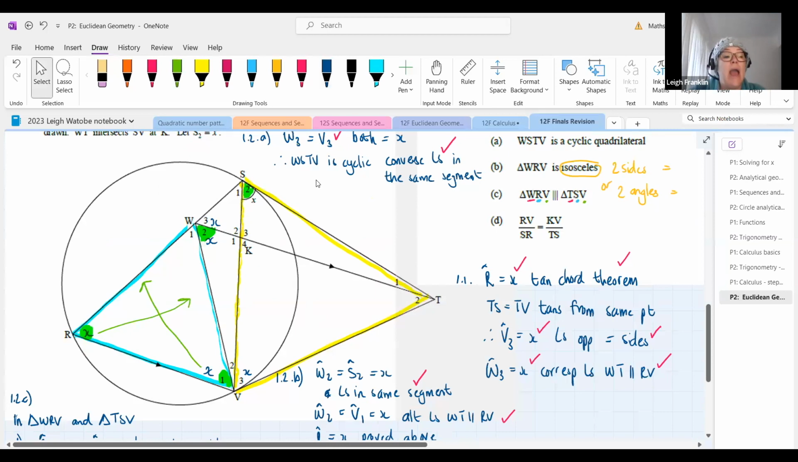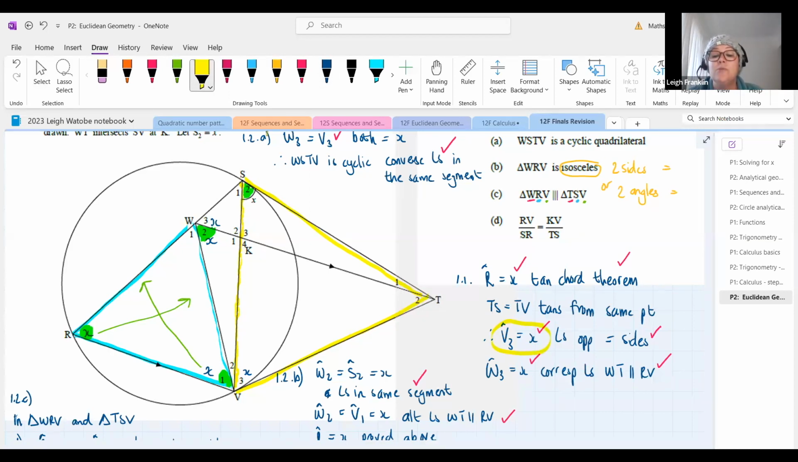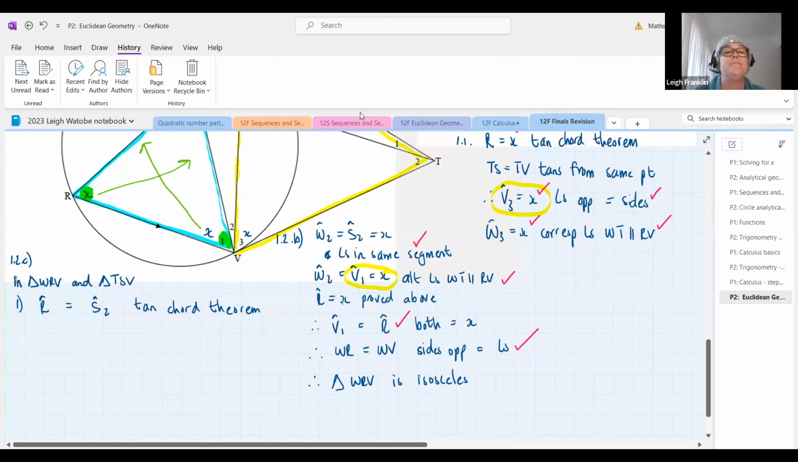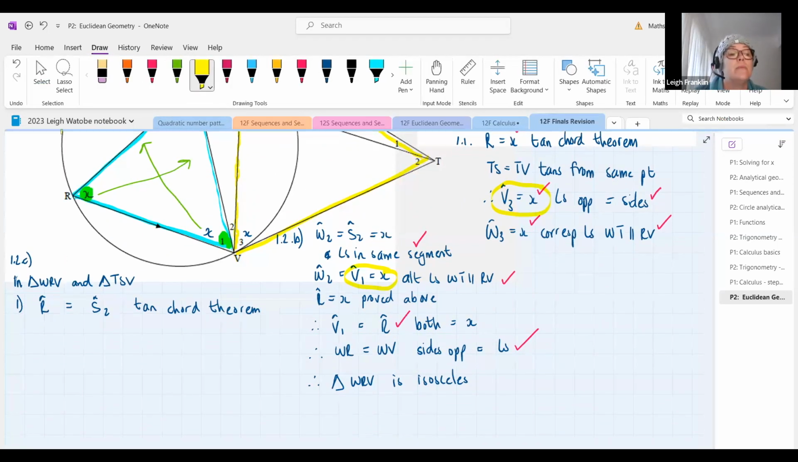Good. Okay, angle V. So that would be V1 and V3. Why are V1 and V3 equal to each other? Because they are both equal to X. So remember over here, we've explained why V3 is equal to X. And over here, we've explained why V1 is equal to X. So V1 equals V3.